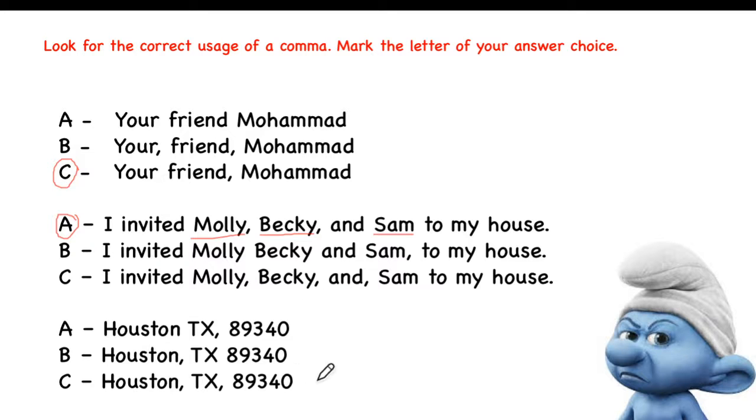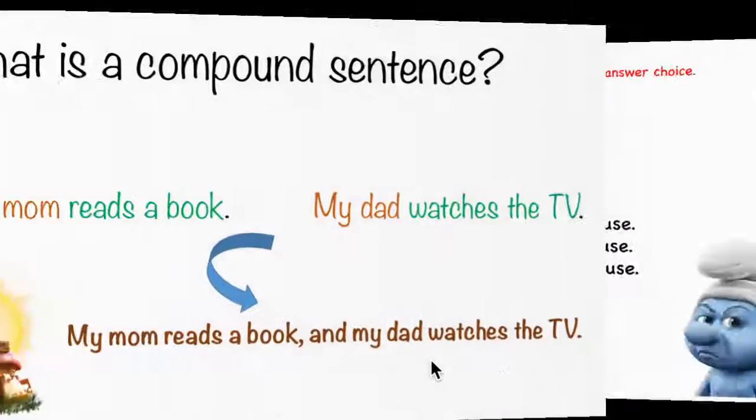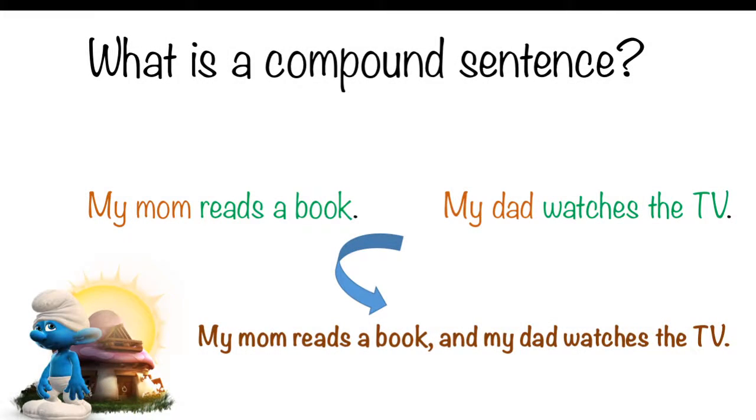And the last one, the address. Houston, Texas 89340. Where shall I put the comma? Which one is correct? B. Very good. B is correct, between the city and the abbreviation of the state Texas. That's it. Now we will go to the compound sentences in the second video, so please open up the second video and revise the compound sentences using the comma in the compound sentences.